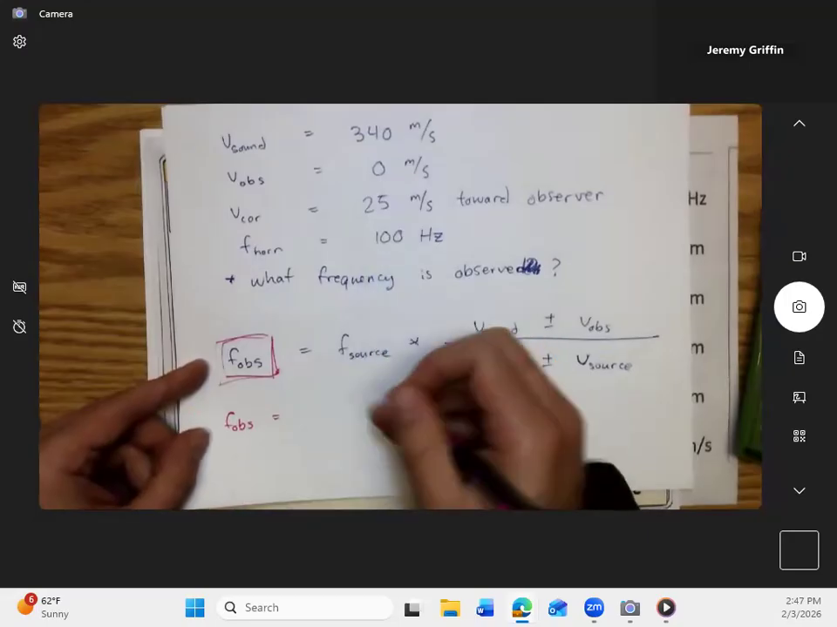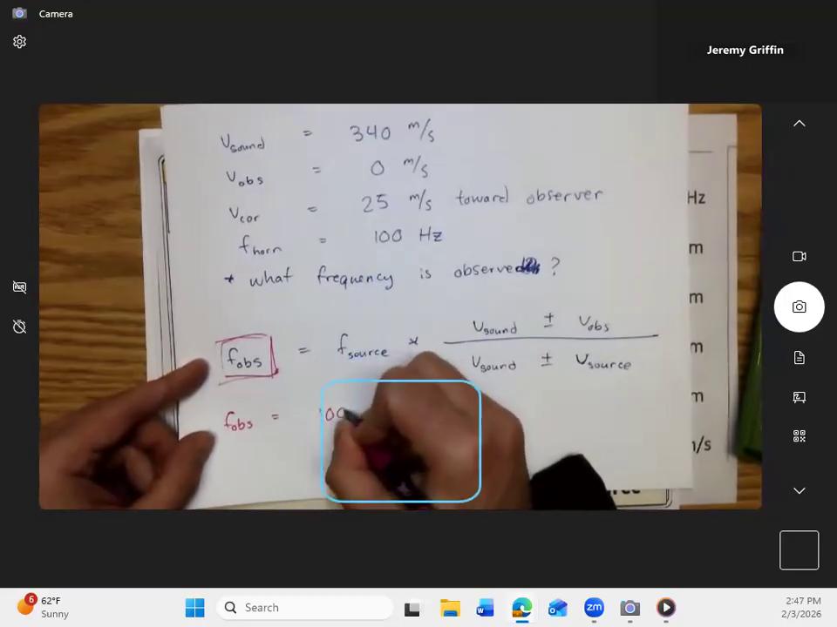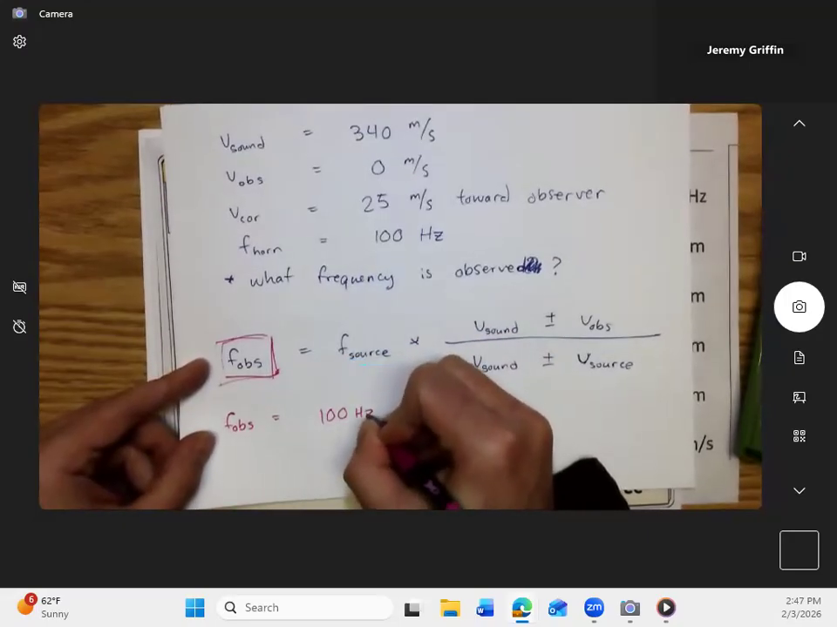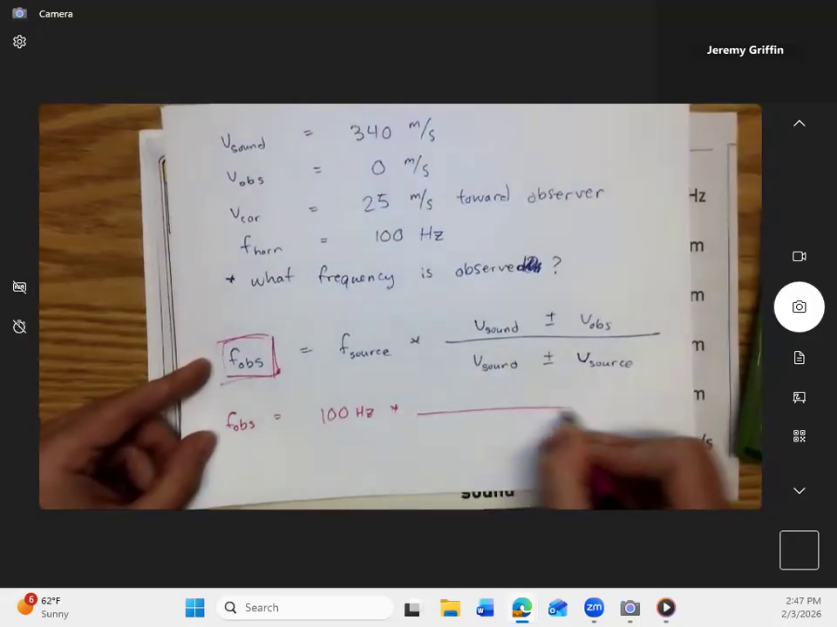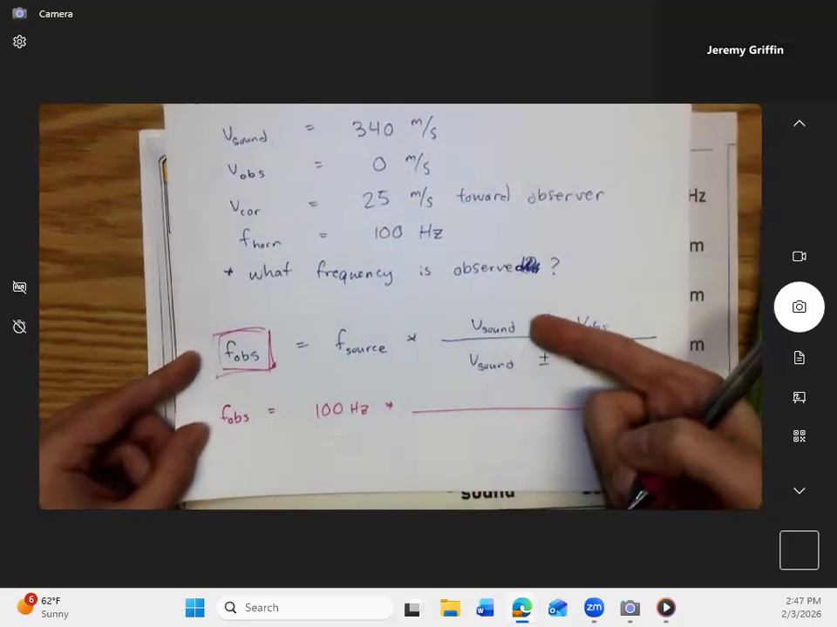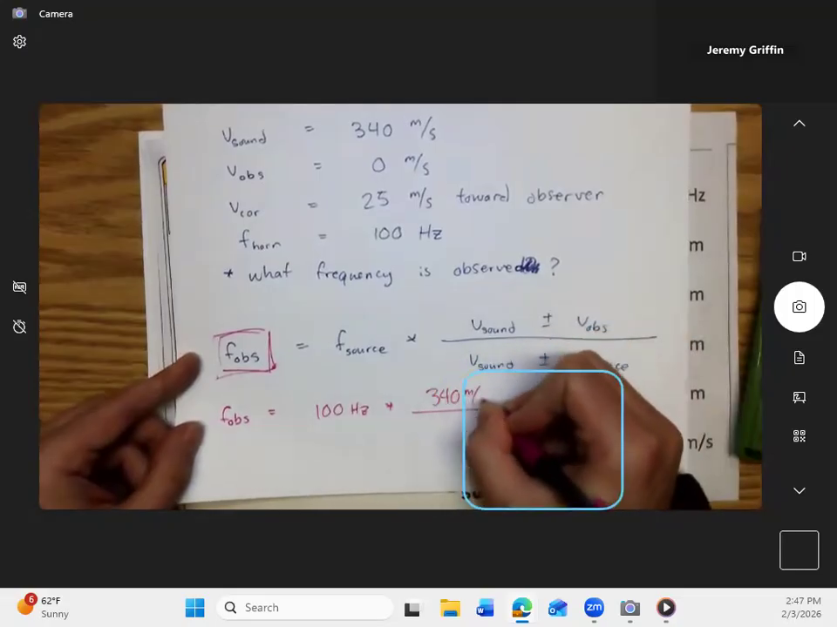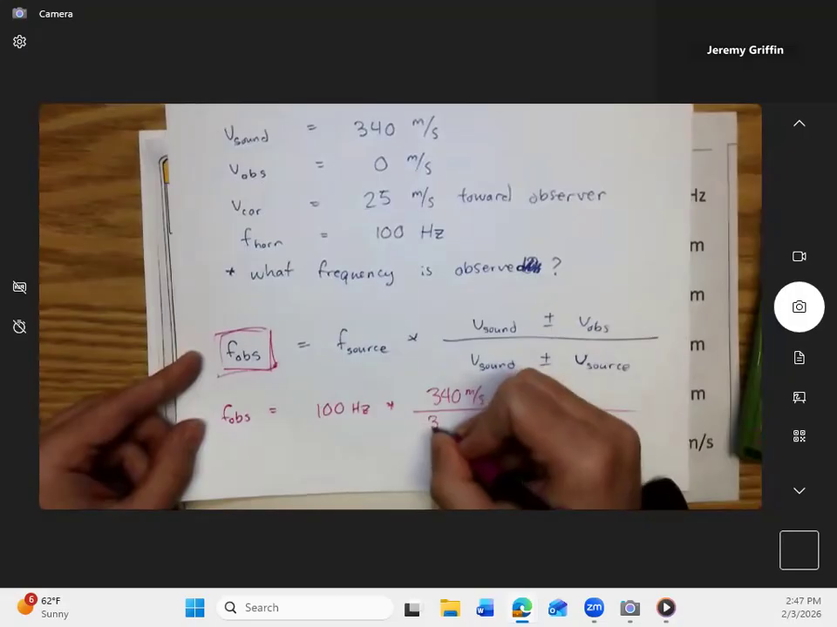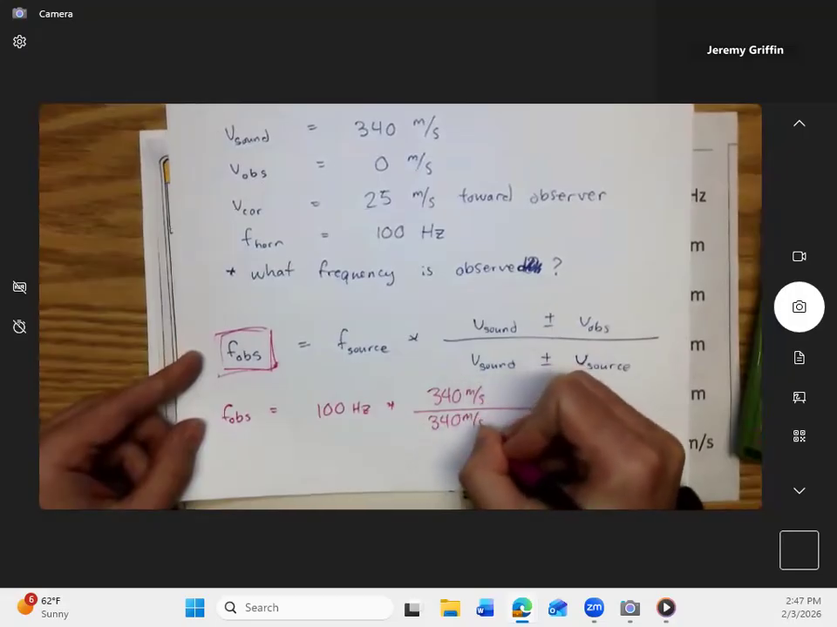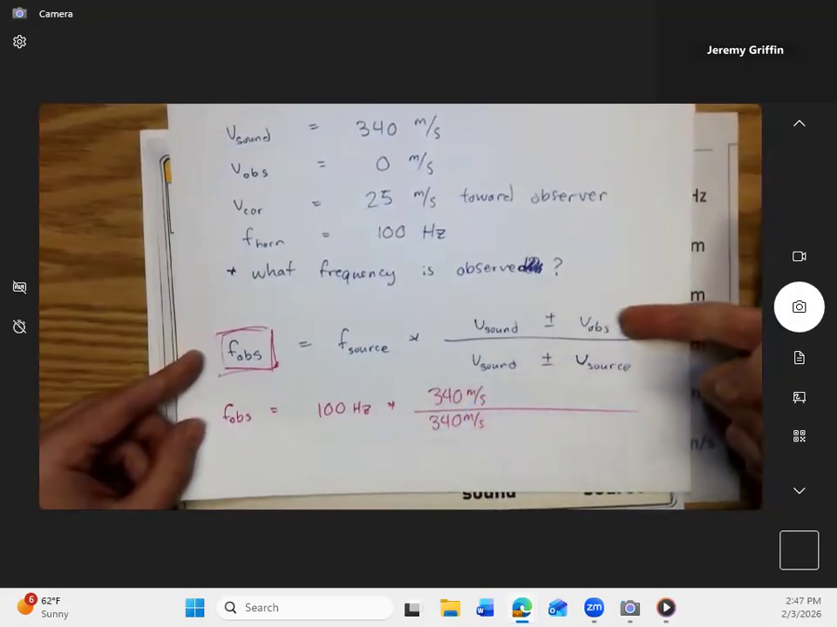Yeah, 100 hertz. That's the car horn. Beep beep. Or 100 hertz sounds like 100 hertz. Okay. Then multiply it by the fraction. What number goes right here? Yeah, 340 for the speed of sound in metric. And I guess down here also 340, 340 meters per second. Okay. What goes right here?